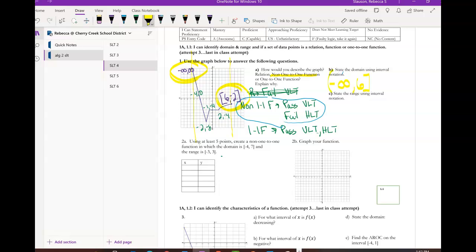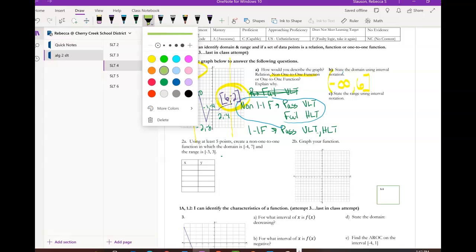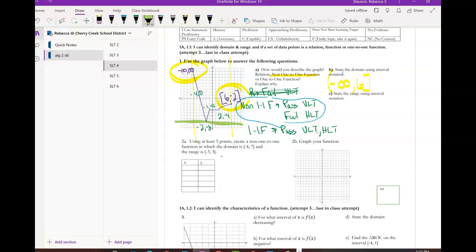Now, when you do the range, you want to frame out the bottom and the top. So the bottom, we'll be looking at the lowest y value, so -8 with the bracket. That's supposed to be a bracket. And then the top, we're looking here again, you'll have the infinity with parentheses.